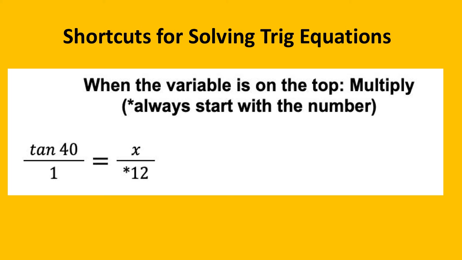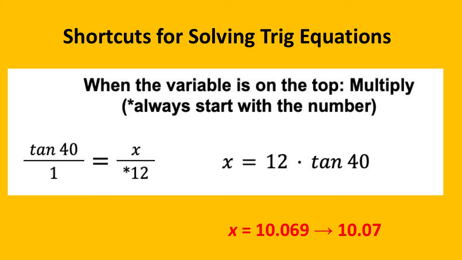Okay, so now I'm just going to talk a little bit about that shortcut again. So if you notice where your variable is, in this case, we've got the x on the top. So the trick is that if x is on the top, you're going to multiply. So it would look like this. So x is on the top, which means that I'm going to go ahead and multiply 12 times the tangent of 40. And I get my answer, if I round it here, 10.07.